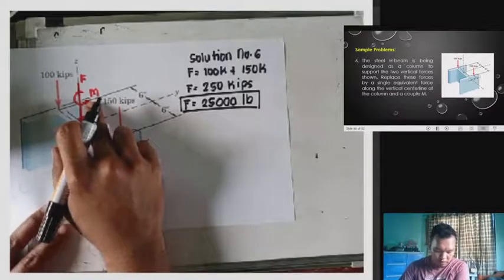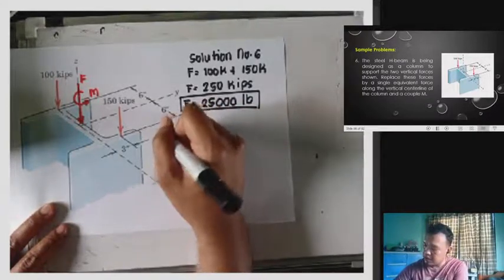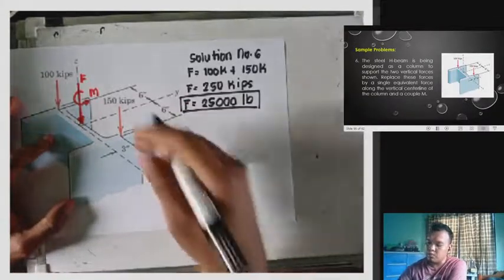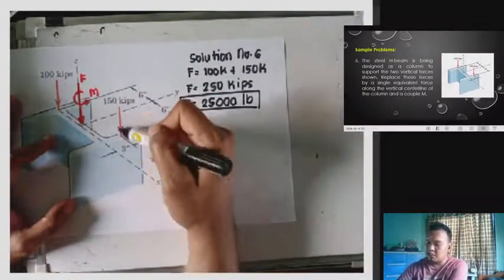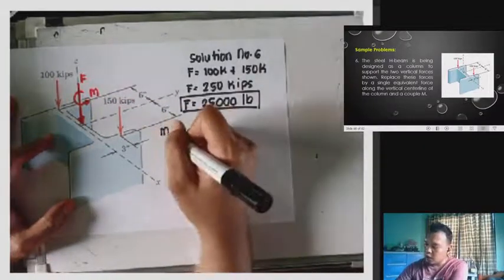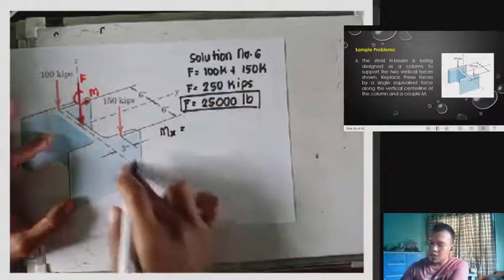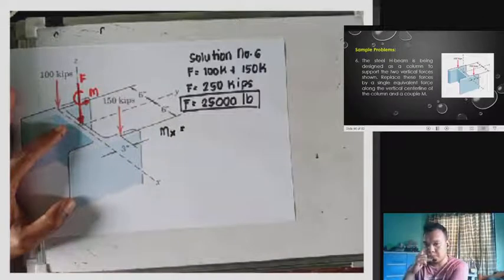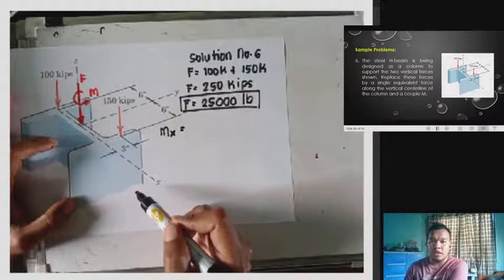So, to find the moment, we have here the moment M. What we need to find are the moment about the y-axis and the moment about the x-axis. Since the force is parallel to the z-axis, there is no moment about the z-axis. Let's start with the x-axis. If we take the moment about the x-axis, this is our x-axis. The 100 kips passes through the x-axis, therefore it will not produce a moment.